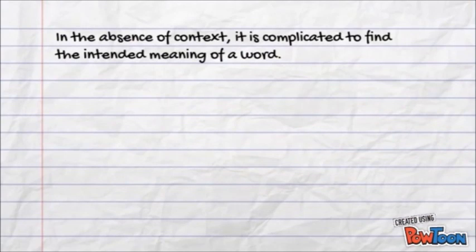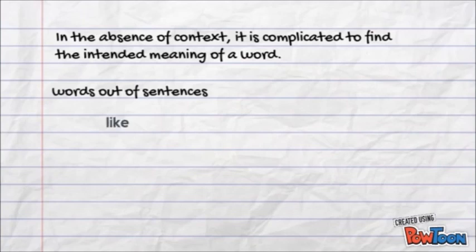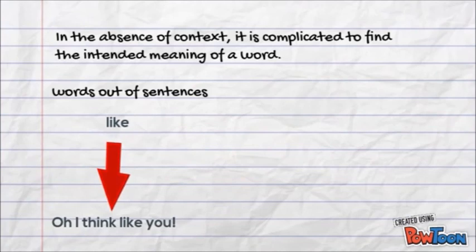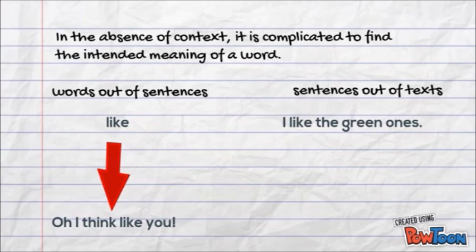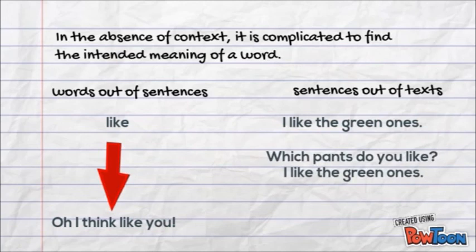So now, words out of sentence. The word "like" has different meanings, but in the sentence "I think like you," the meaning is to be similar to another thing. Now, sentence out of text. "I like the green ones." This phrase has no meaning for us when it is isolated, but let's see the paragraph. "Which pants do you like?" "I like the green ones." So now it has meaning.